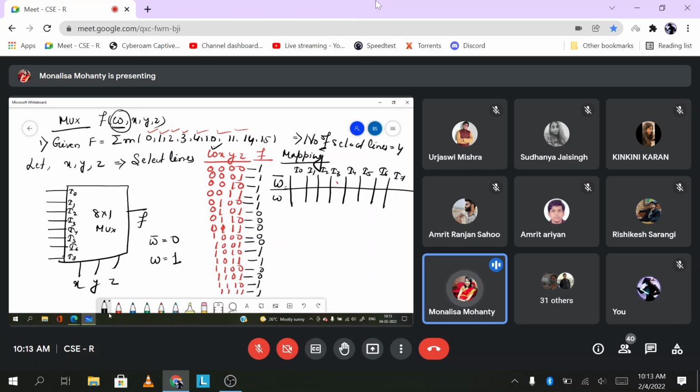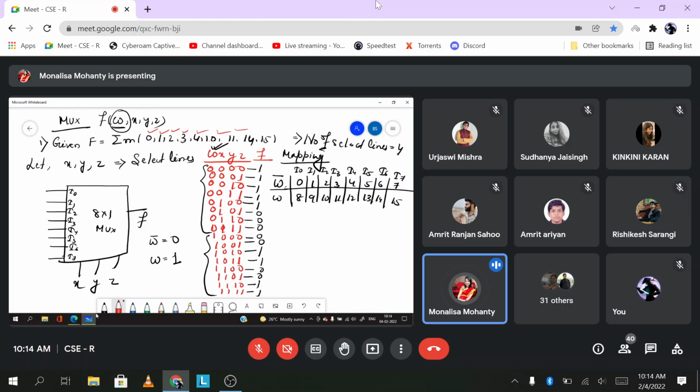So look at the W column, where we are having zeros. So at minterms 0, 1, 2, 3, 4, 5, 6, 7 the value of W is 0. Then at 8, 9, 10, 11, 12, 13, 14, and 15, we are having W value as 1.